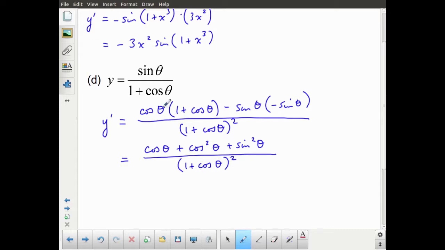And the reason I was pointing that out on the previous line is because you're not always going to necessarily want to expand every single thing that you see here. But if you have a good reason, as I did there, because what that's going to do is this part is going to be equal to 1 because of the Pythagorean identity.